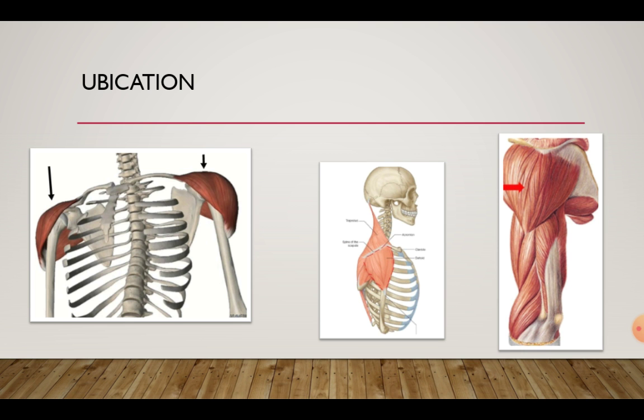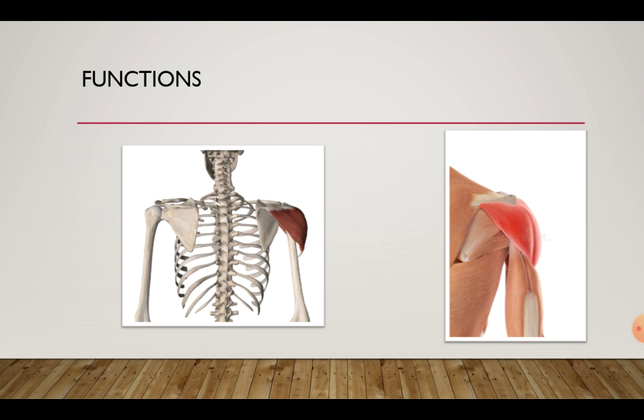Location. The deltoid muscle is named for its shape, similar to the Greek letter delta. It is a long muscle originating in three well-differentiated parts: the clavicle, the acromion, and the spinal process of the scapula. Functions. The deltoid is a muscle that moves and gives stability to the shoulder joint.